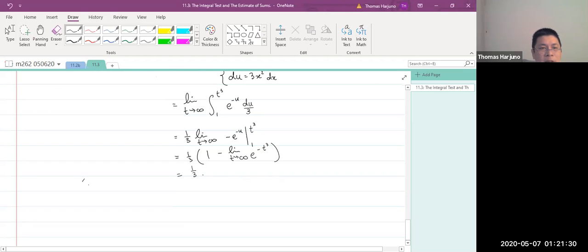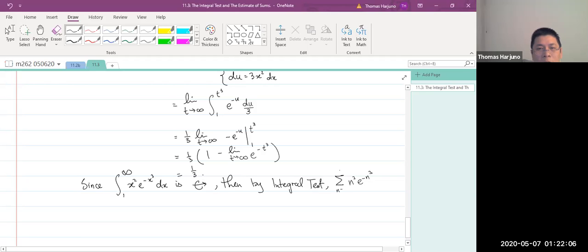Now, since the integral from 1 to infinity of x squared e to the negative x cubed dx is convergent, then by the integral test, the series from 1 to infinity is also convergent.